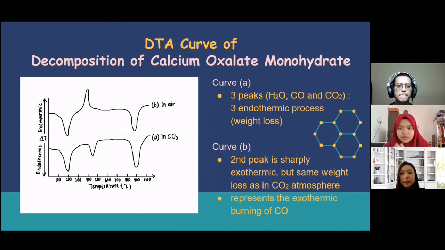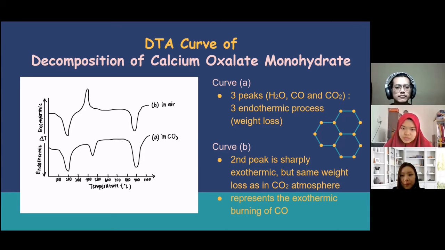Next is the DTA curve of decomposition of calcium oxalate monohydrate. The thermogram shows the decomposition in carbon dioxide atmosphere and in air atmosphere. The thermogram of calcium oxalate monohydrate has 3 peaks corresponding to the successive elimination of H2O, CO, and CO2. These 3 points of weight loss correspond to the 3 endothermic processes.